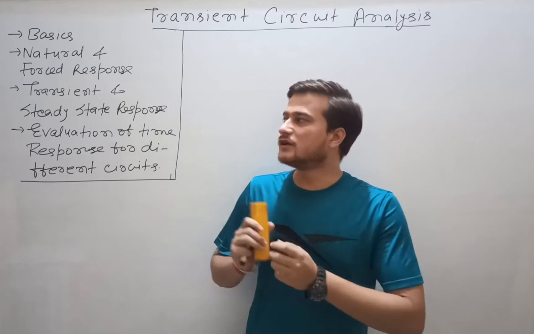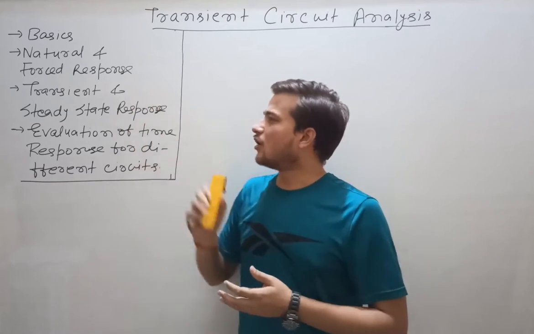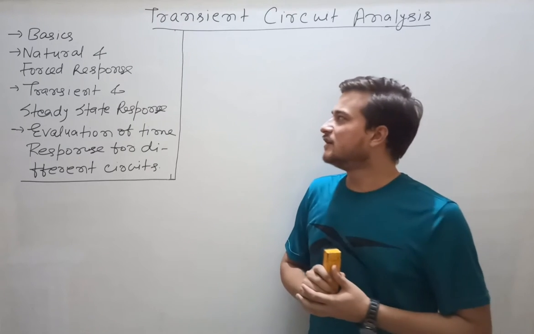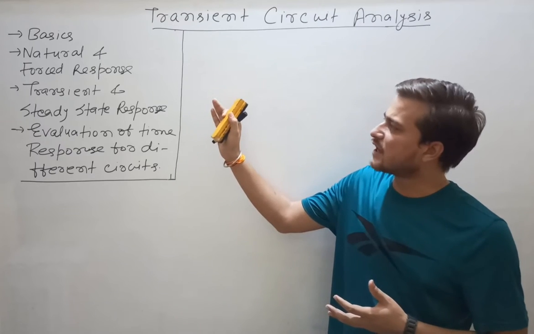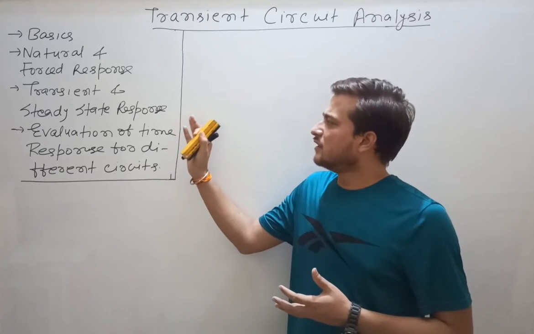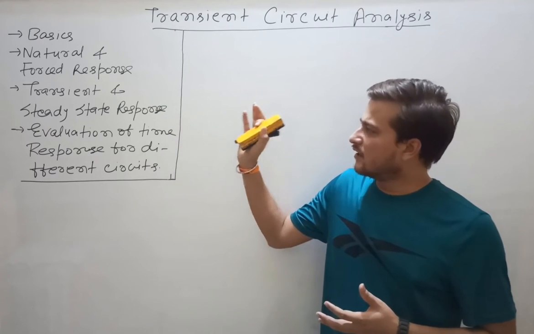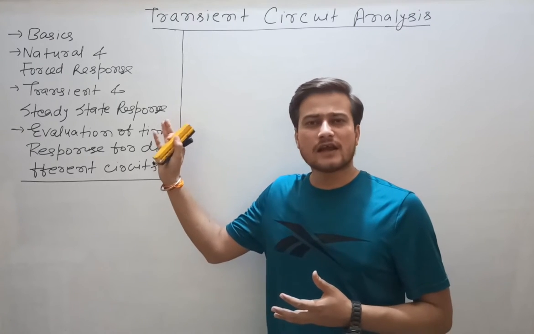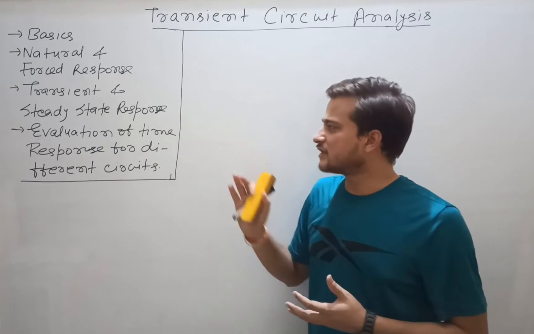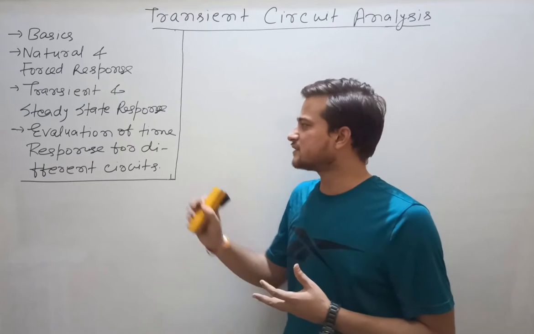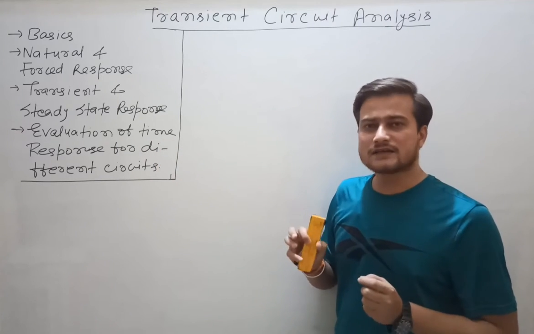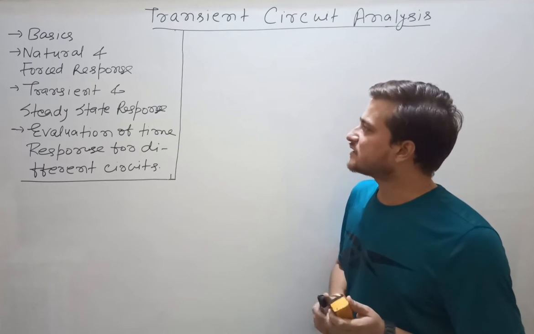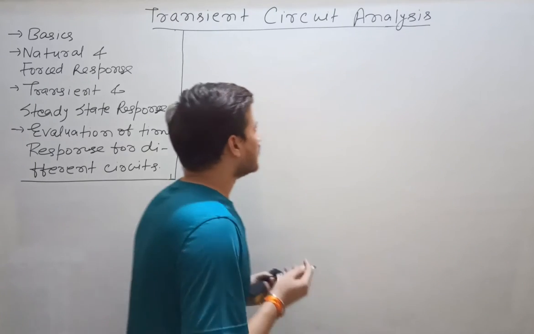So, in this unit, we will discuss basics of transient circuit analysis. Then we will discuss the definition of natural response and forced response. Then we will understand the difference between transient and steady state response, and at last we will discuss the evaluation of time response for different electrical circuits. So let's start with basics.